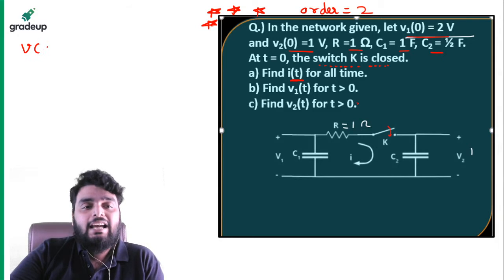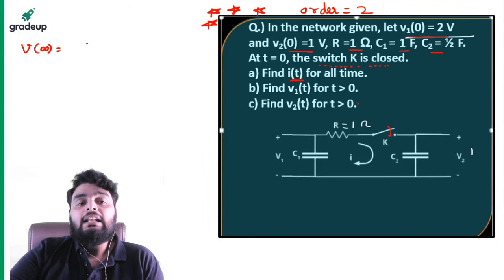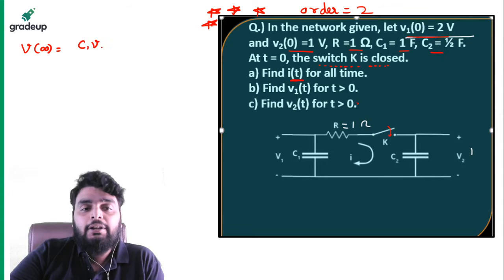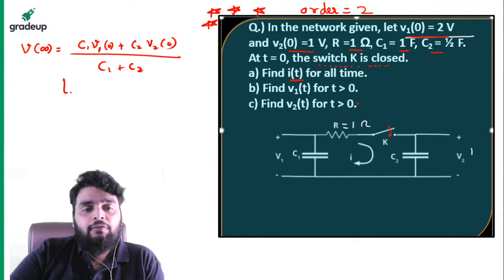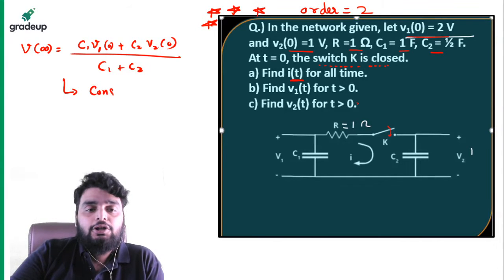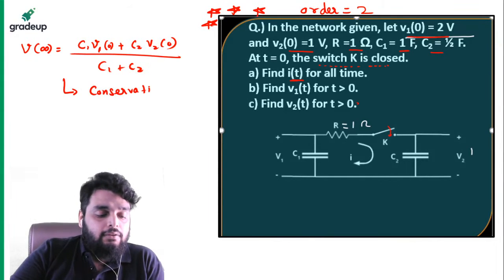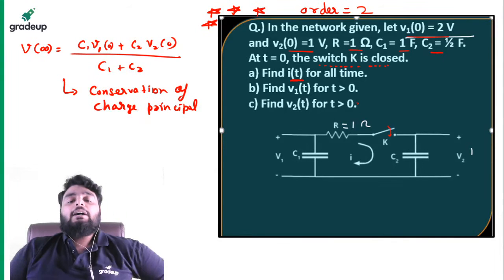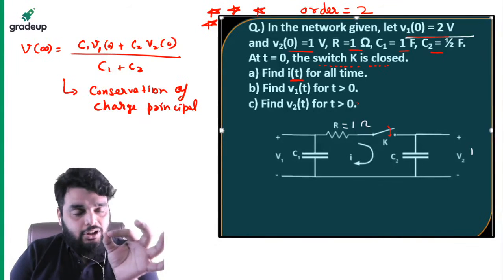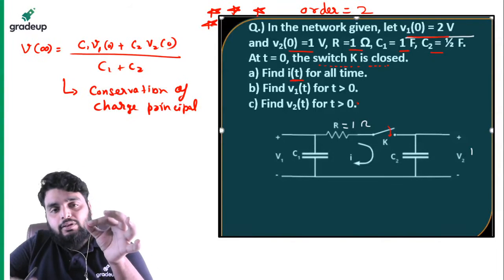What is the voltage at t tends to infinity? See, the voltage at t tends to infinity is C1 V10 plus C2 V20 divided by C1 plus C2. This formula comes from the conservation of charge principle. See what happened? Initially capacitor C1 is charged, it is about to discharge, and C2 is about to charge.